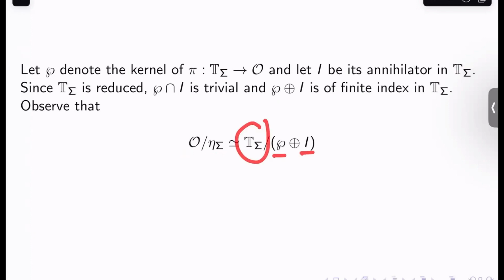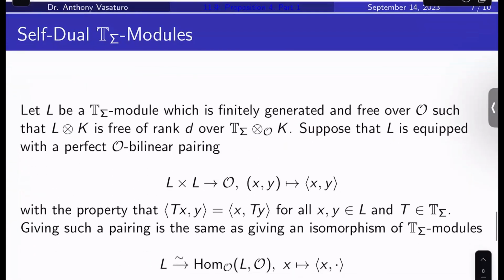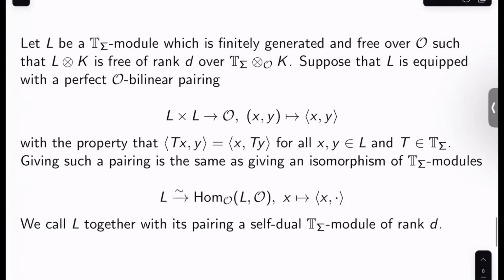Okay, so we're now going to let L be a T_σ module, which is finitely generated and free over O, such that L tensor K is free of rank d over T_σ tensor K over O. We will also suppose that L is equipped with a perfect O-bilinear pairing L cross L to O given by (x, y) maps to bracket xy, with the property that it's sort of self-adjoint with respect to t, for all x and y in L and t in T_σ.